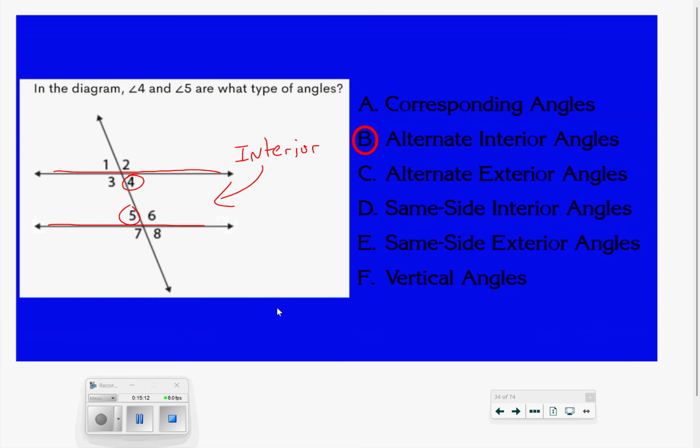All right, the answer here is alternate interior angles, 4 and 5. Okay, got the inside here, and they go across the transversal, alternate interior angles.